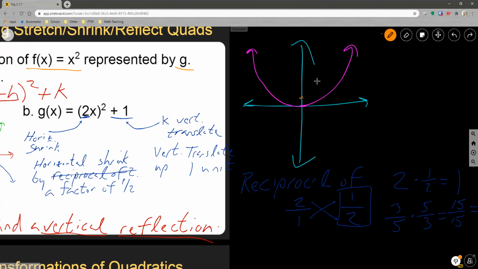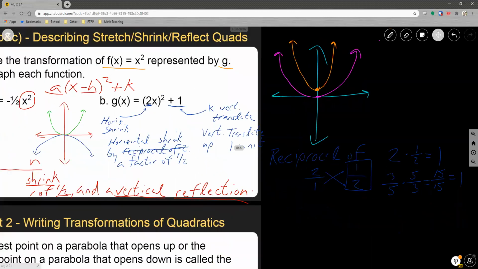I am horizontally shrinking by a factor of 1/2, which means technically that if I'm horizontally shrinking, it's actually getting narrower horizontally, which is actually going to make it look like it's taller vertically. So horizontal shrink by a factor of 1/2 and a vertical translate 1 unit up builds my new picture of my quadratic. It's been moved up 1 and shrunk in. That gives me my new function g.